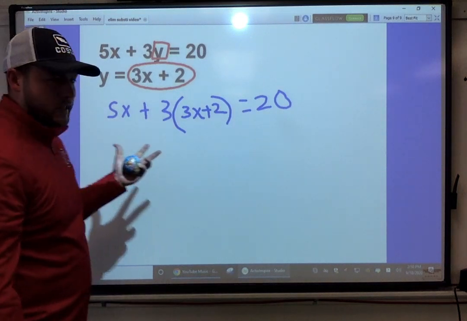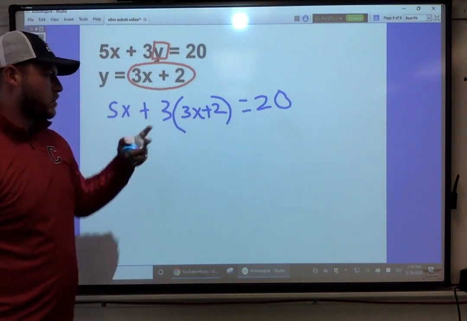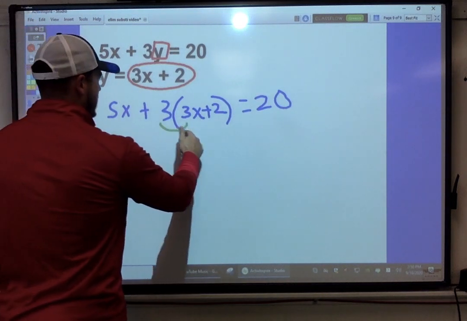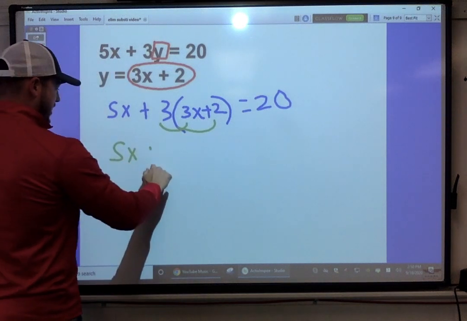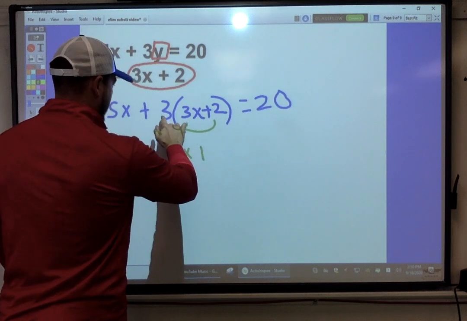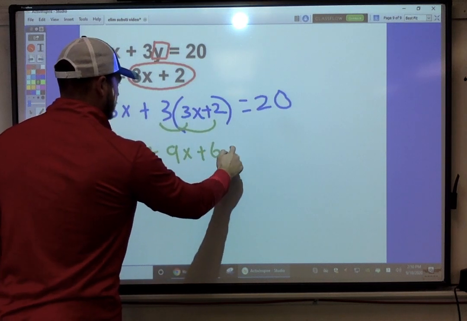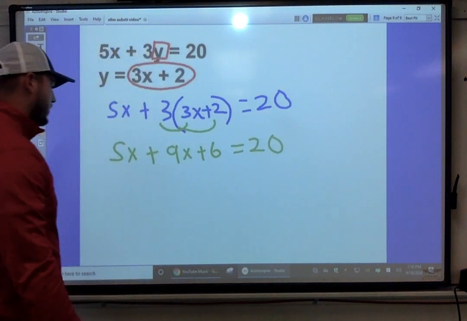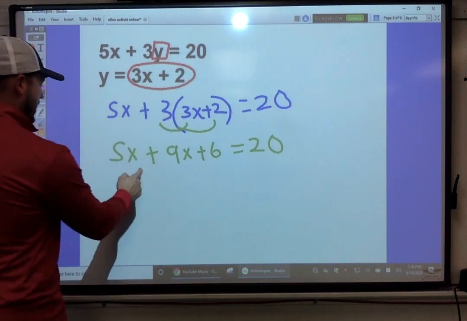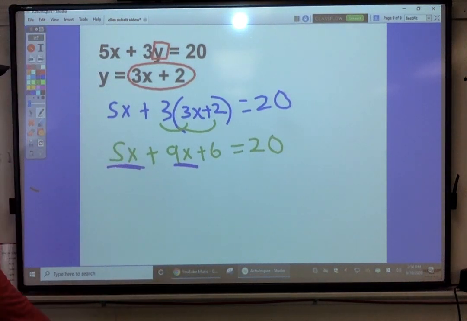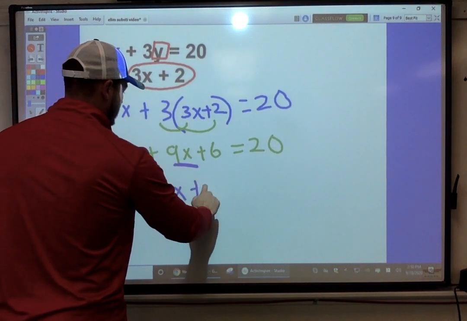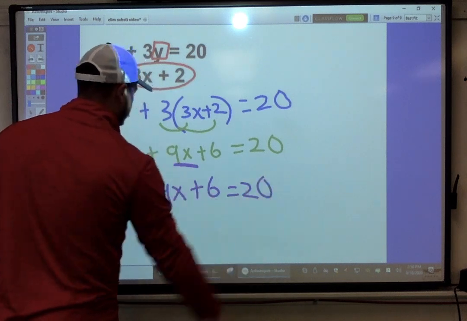Okay, so now I'm going to clean it up a little bit. I'm down to just having one variable, so I know that I can solve for that x. So I'm going to go ahead and distribute here. So 5x plus 3 times 3x is 9x plus 3 times 2, which is a positive 6, equals 20. Now what can I do? Hey, good job. We can combine like terms, right? A 5x and a 9x is actually a 14x, and then plus 6 equals 20.